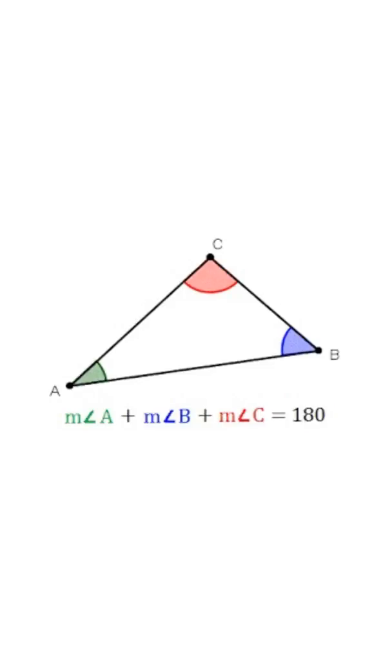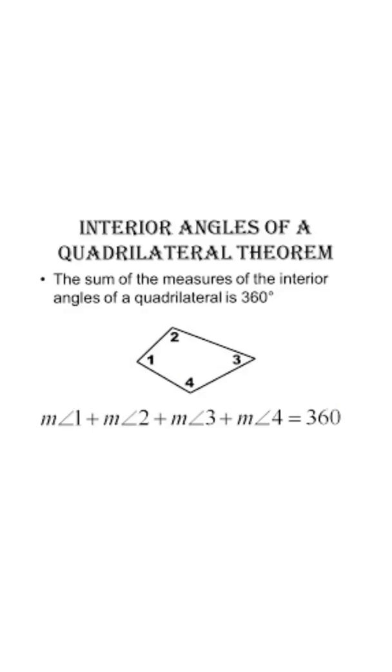The sum of the angles for a triangle when added up are always going to be equal to 180. The interior angles of a four-sided shape will always add up to 360.